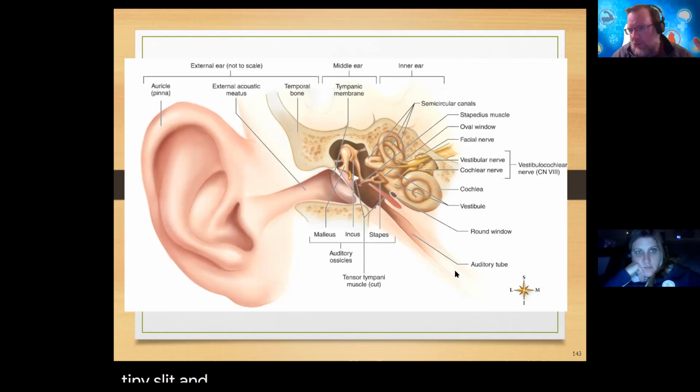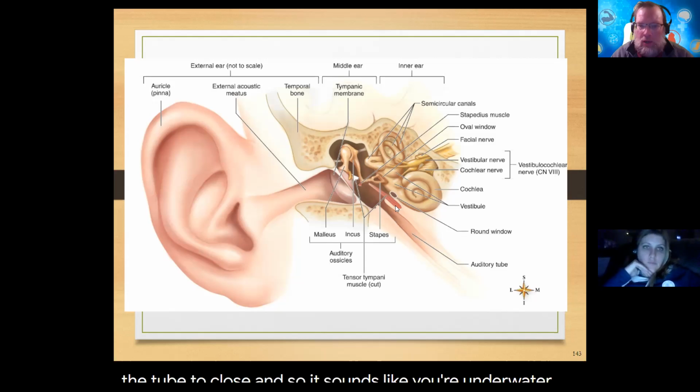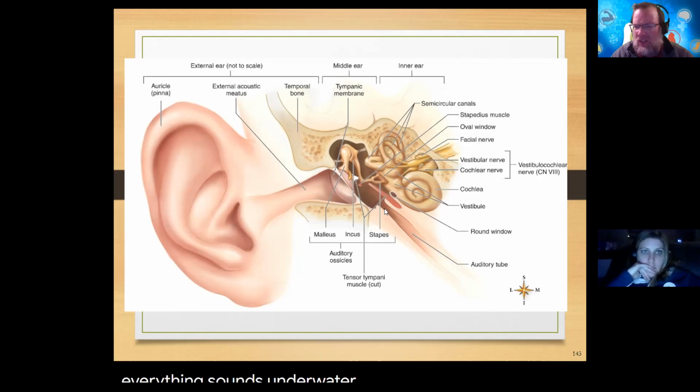If you've got an infection in the throat, tonsillitis or something, it can work its way up into the auditory tube. If the tonsil is inflamed, it can cause the end of the tube to close, and so everything sounds like you're underwater. Sometimes these will get inflamed. They hurt, it burns. They get an infection, and you might have a middle ear or inner ear infection.